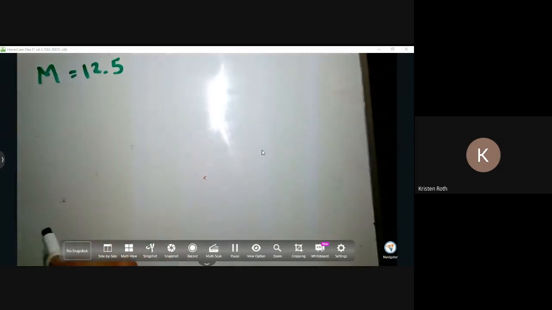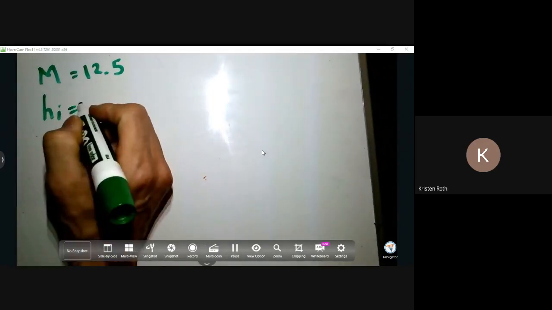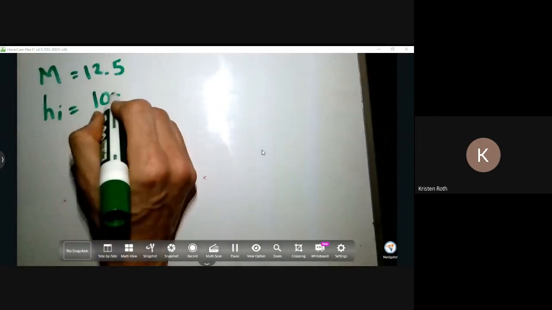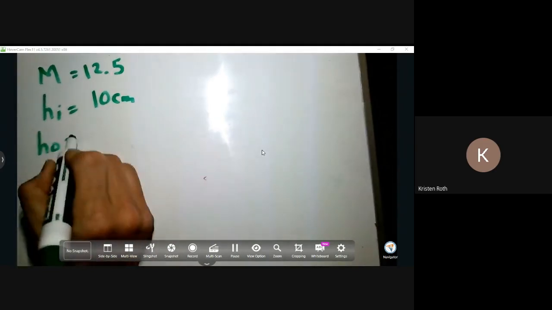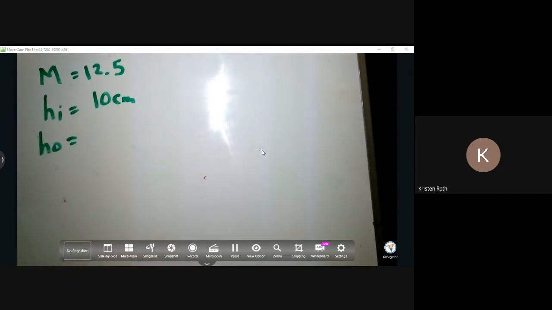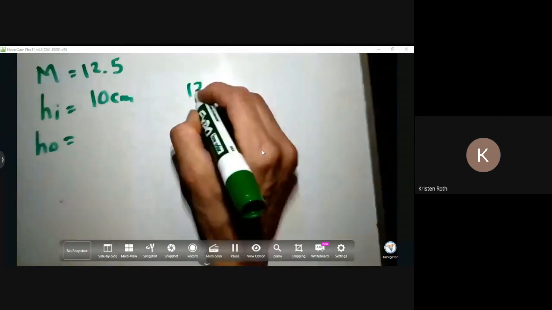Okay, so we have magnification, if the magnification of the mirror is 12.5. So 12.5. And then height of image is 10 centimeters. And then we are looking for height of object. Okay. All right, so let's start by filling it in.